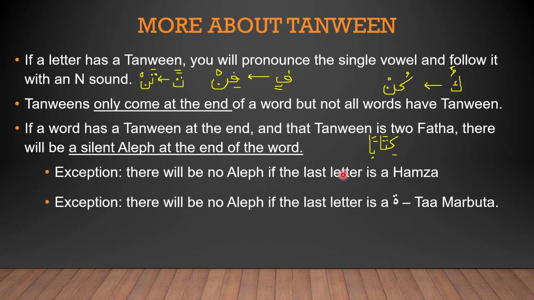There will be no alif if the last letter is a hamza. If the last letter is a hamza, then even if it has a tanween on it, there will be no alif after it. So this is how it will be if there is a hamza. Even if there is a fathatain on top, there will be no silent alif. It will just be a normal hamza. This case only happens if there is no hamza and there is no ta marbuta. If there is a ta marbuta, again same, there will be no alif at the end.